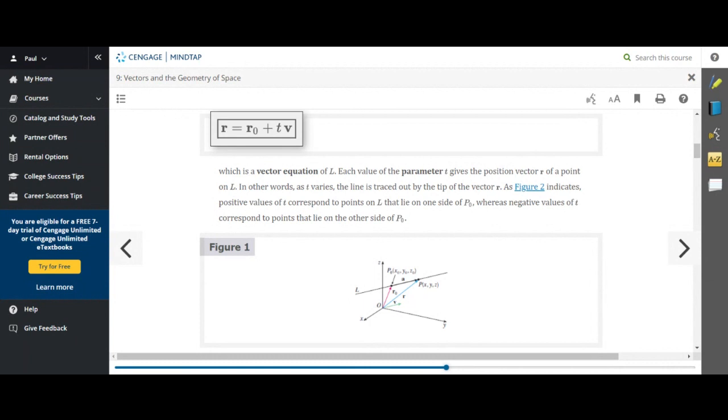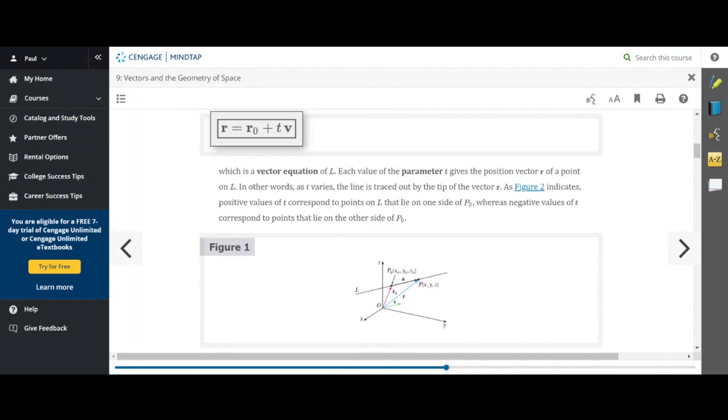I mean, if you think about adding, you learned about how to add two vectors. If you look at figure 1, if you add the vector r sub 0 and then add the vector a, that's going to equal the vector r, right? Tip to tail addition. But the vector a is parallel to the vector v. So any multiple t of the vector v would be equivalent to the vector a. In other words, t times the vector v is equal to the vector a.